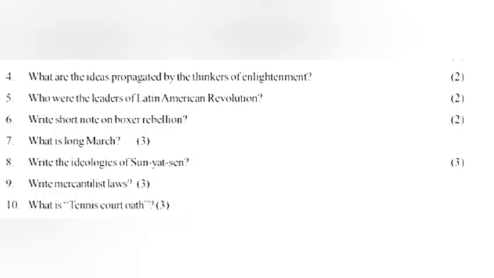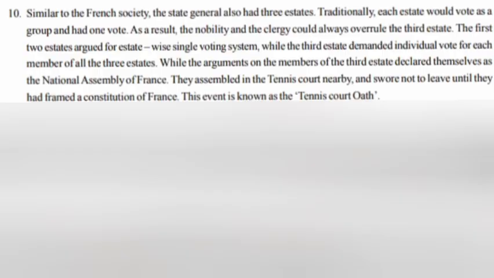10. What is the Tennis Court Oath? Answer: Similar to French society, the States General also had 3 estates. Traditionally, each estate would vote as a group and had 1 vote. As a result, the nobility and the clergy could always overrule the 3rd estate. The first 2 estates argued for a estate-wise single voting system, while the 3rd estate demanded an individual vote for each member of all the 3 estates.